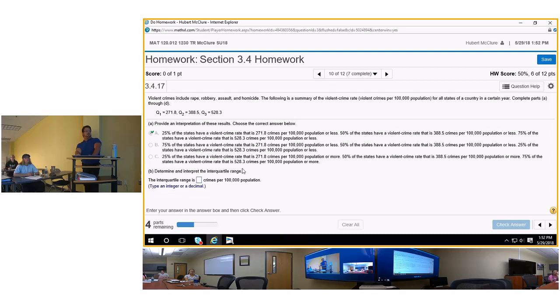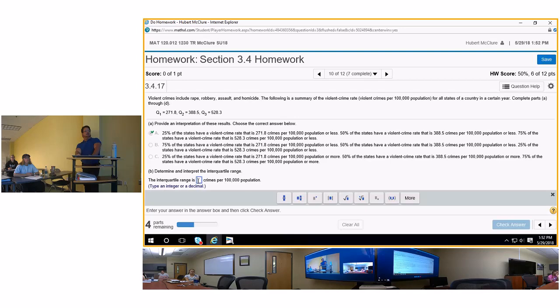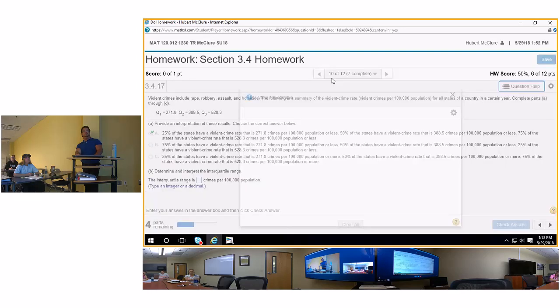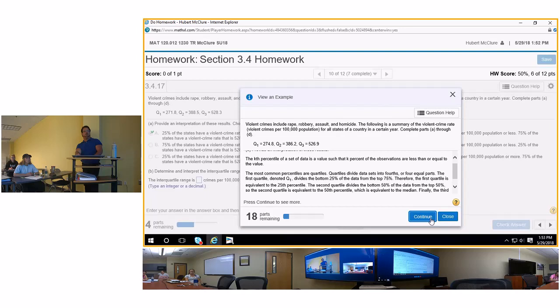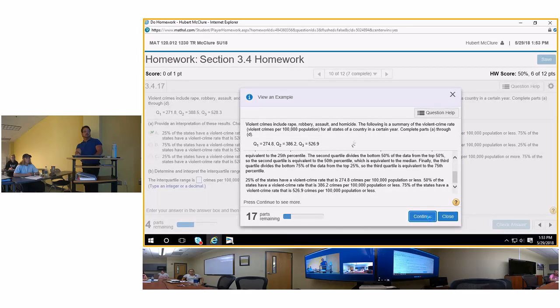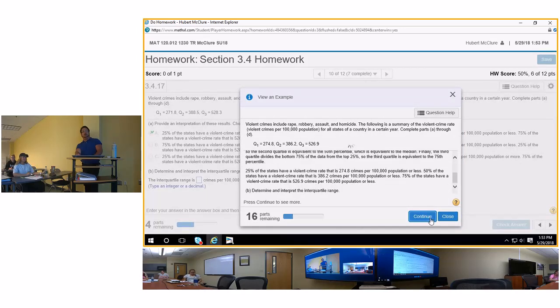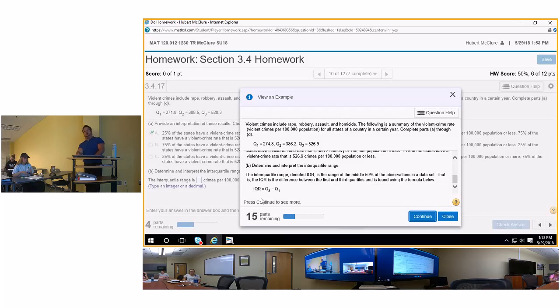Determine and interpret the interquartile range. The interquartile range is, now you need to look up. Now I'm just going to save time from having to go to the book, go to view an example. Let me show you, because you take the quartiles and you subtract them. I'm going to show you as soon as I get there. There. Write that down. The interquartile range is your third quartile minus your first quartile.